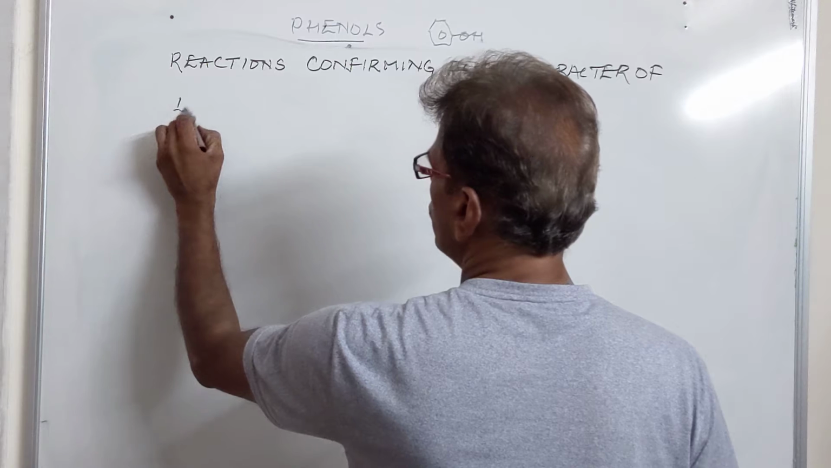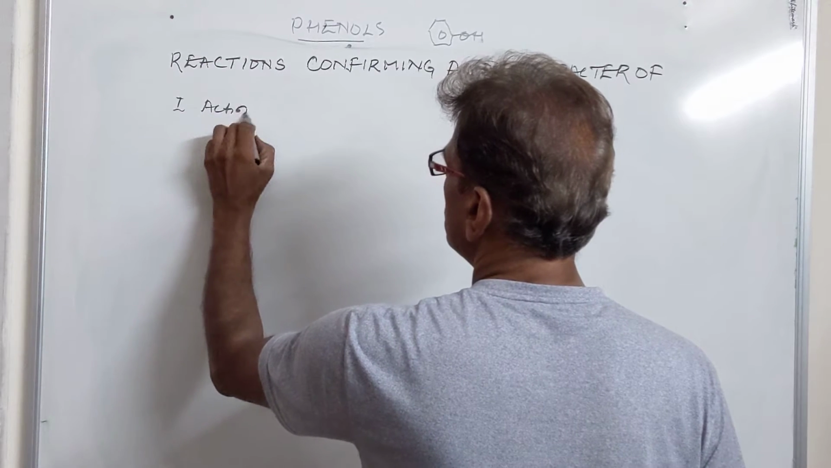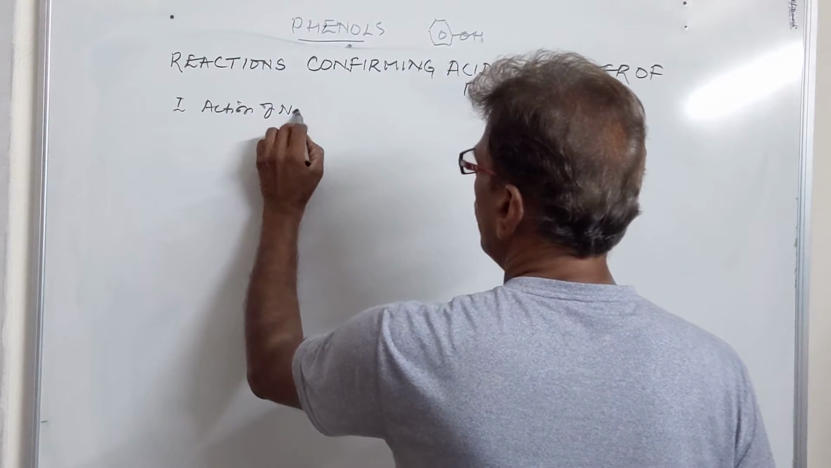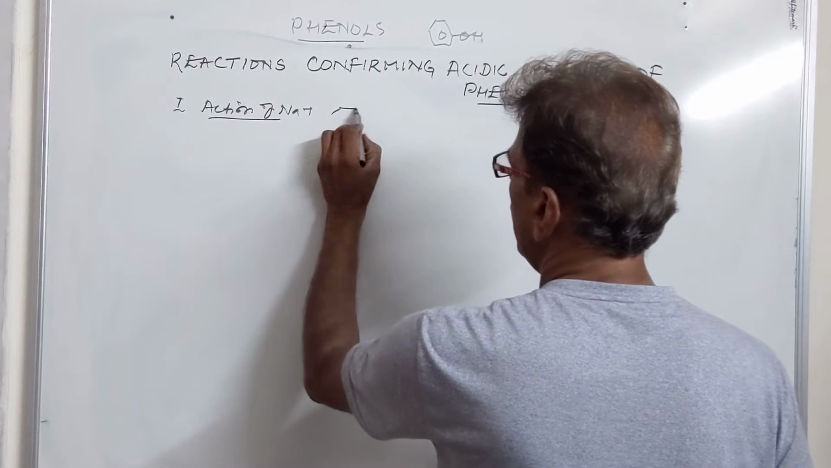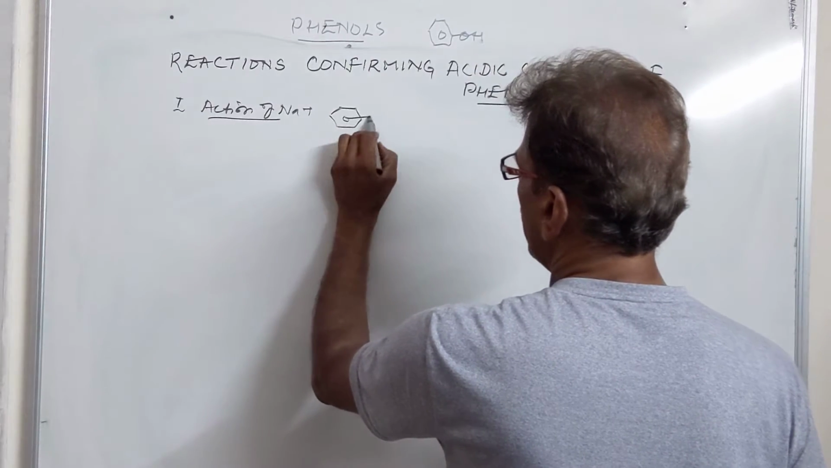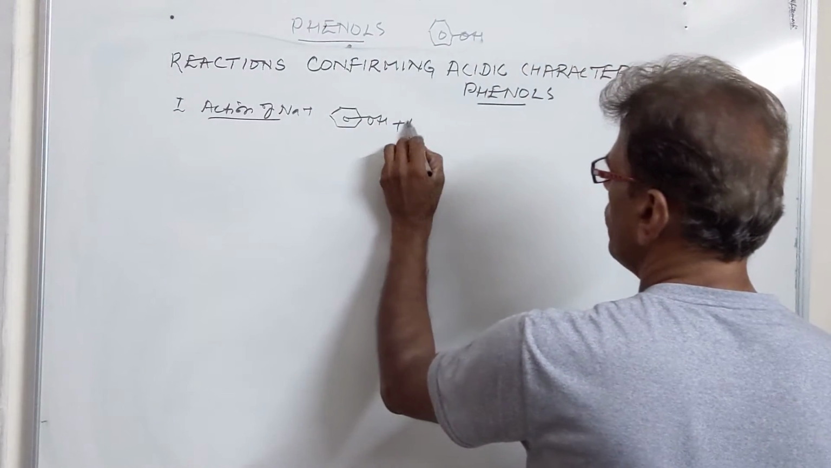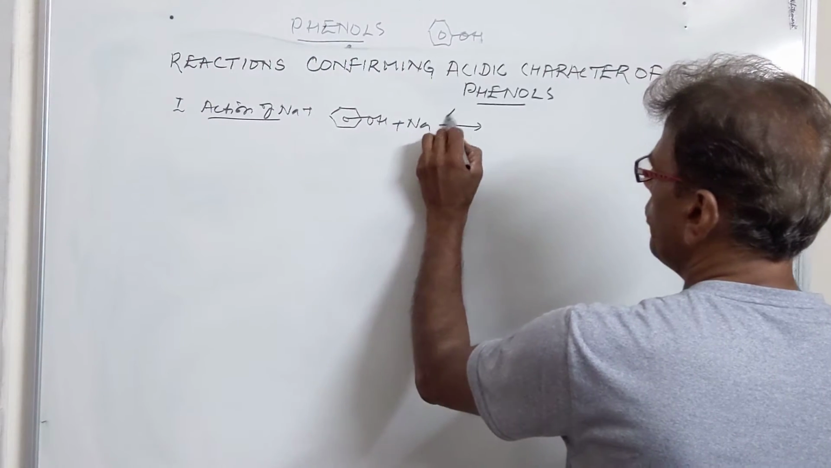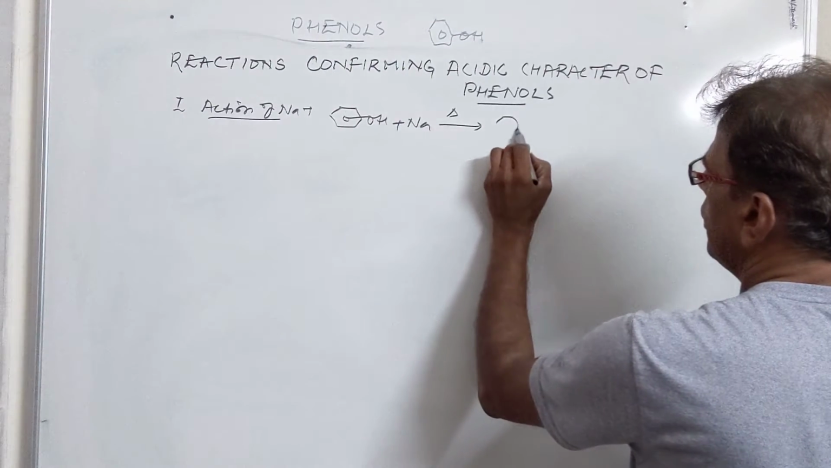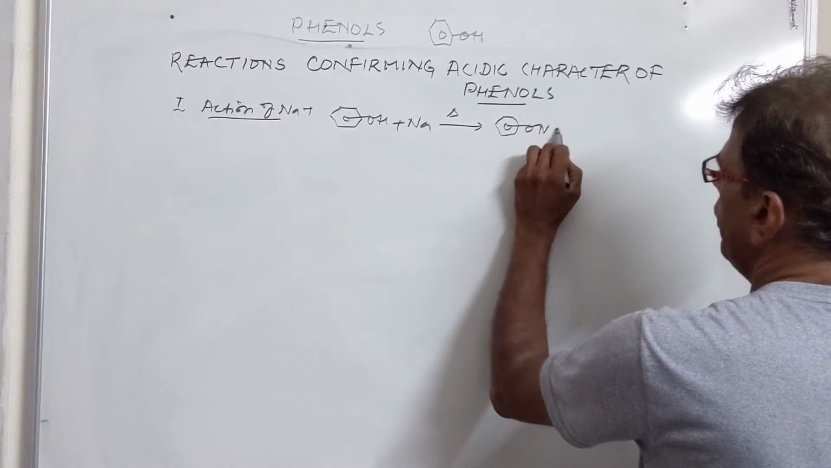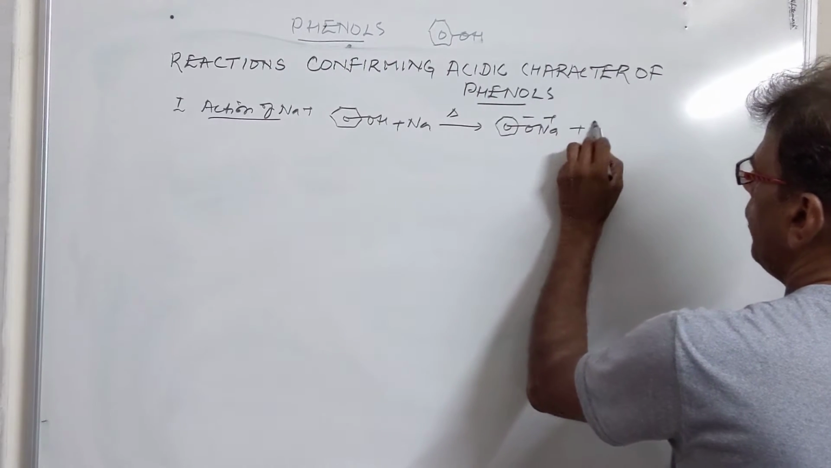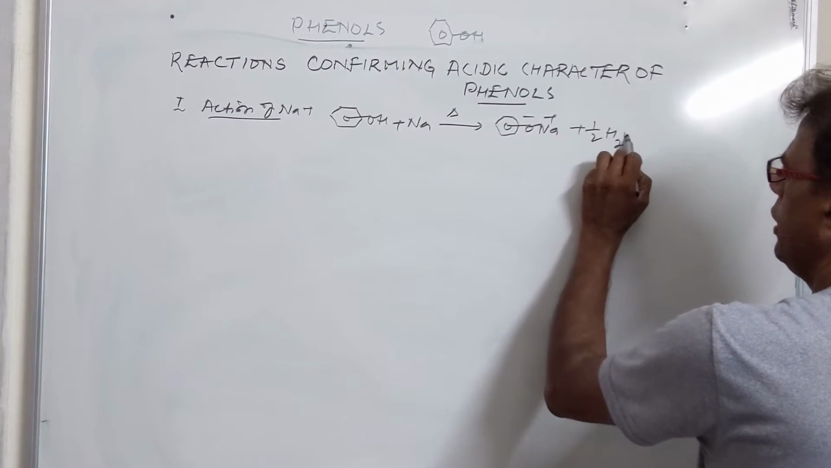First is the action of sodium metal. Phenol combines with sodium metal, giving a salt-like compound that is called sodium phenate or sodium phenoxide. This is ONa, plus half H2 is released.